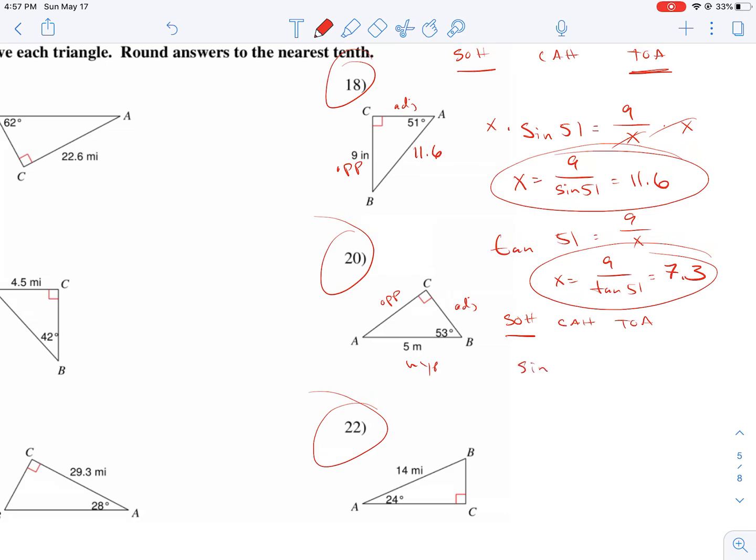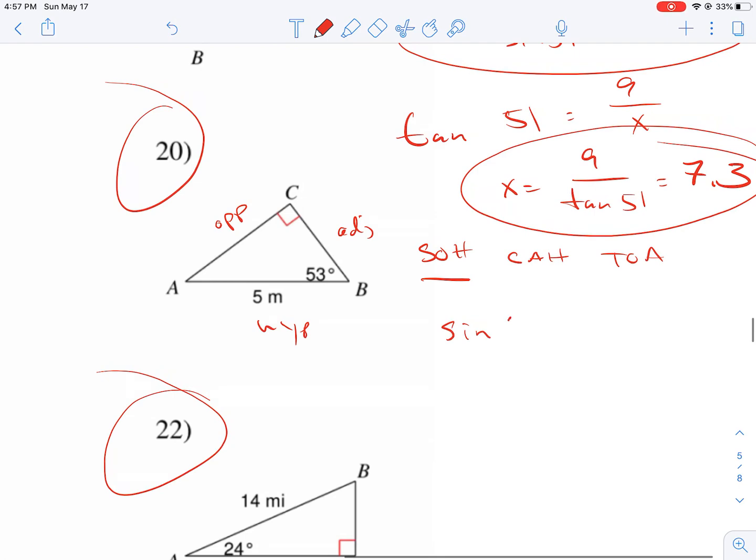So the sine, let me zoom in here too so I can get this. Sine of 53 is equal to x divided by 5. So you multiply both sides by 5, and you get x is equal to the sine of 53 times 5. And it says round it to the nearest tenth, so you get 3.993. If we round that up, it's going to be 4.